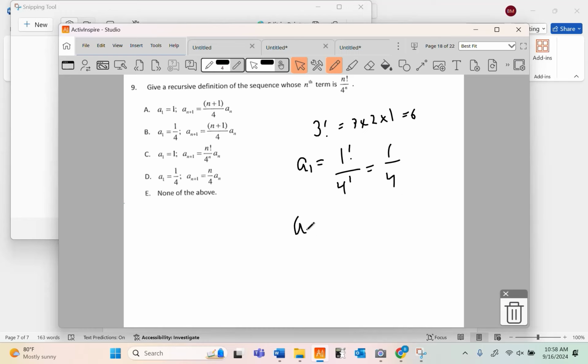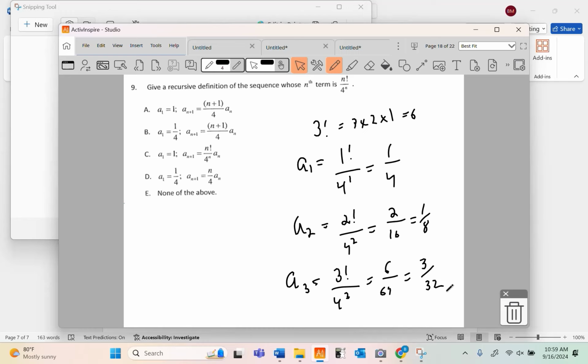Okay. The second term is going to be 2 factorial over 4 to the second. Well, that's going to be 2 times 1, which is 2 over 16, which is an eighth. And the third term is going to be 3 factorial over 4 cubed. So that's 6 over 64, which is 3/32. So I need a sequence that generates those 3 things. That's what I need. And I know the first term is a quarter, so these 2 are gone. They don't work. They're gone. So I'm going to see if the rest of them work.